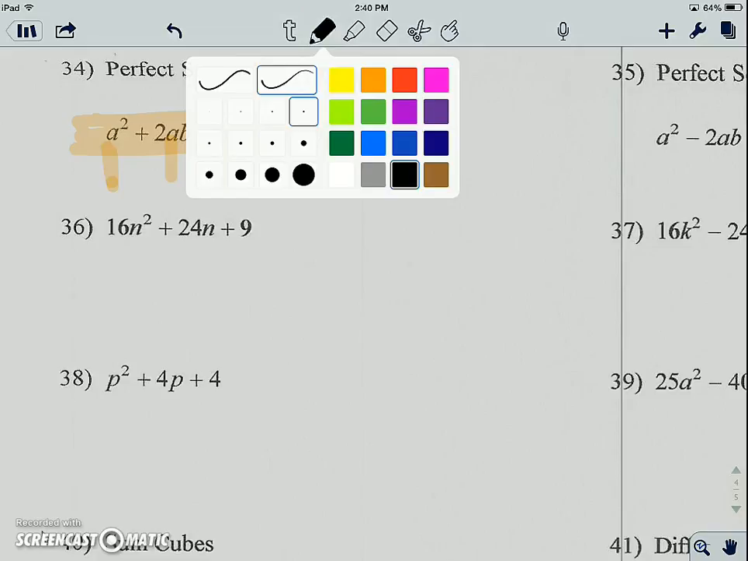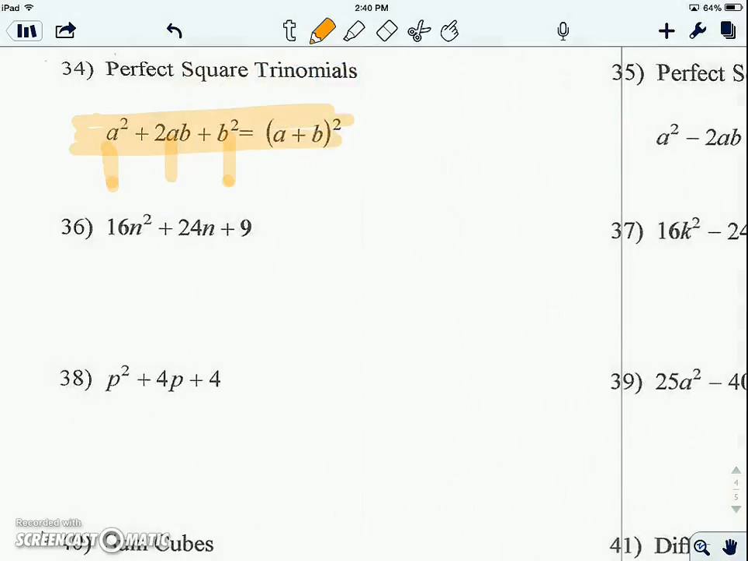For this first one, it's a perfect square trinomial and they're all add. Okay, that's important. And so the square root of 16 is 4. So in this case, my A is 4. And the square root of 9 is 3. So in this case, B is 3.